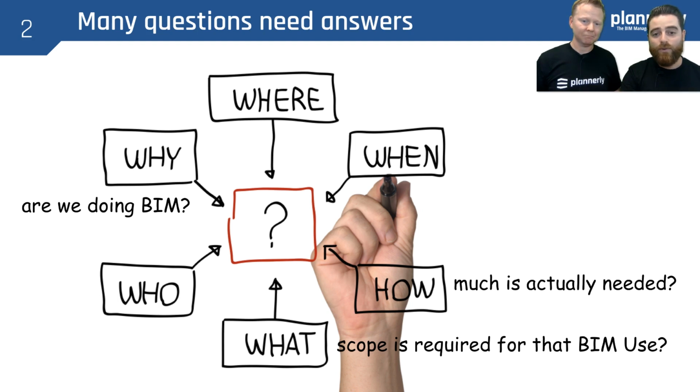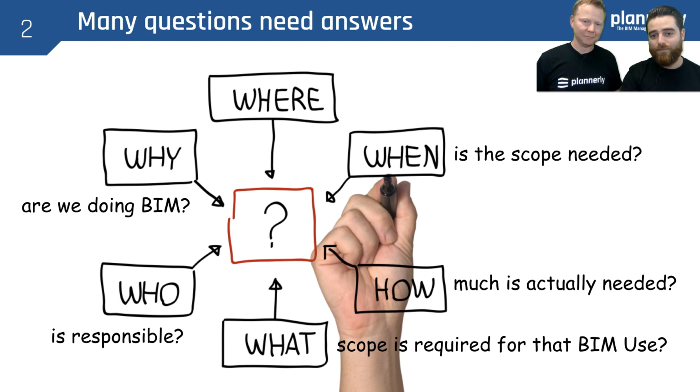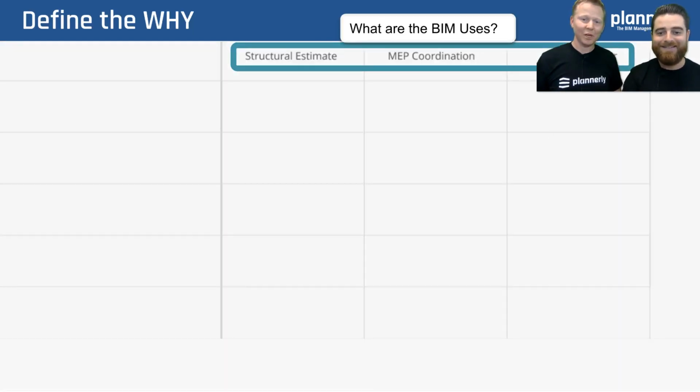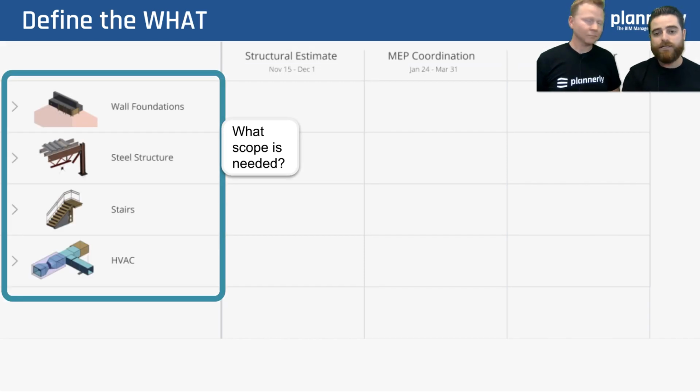What scope would be required, how much is actually needed, what is the scope, when is that scope needed, and who is responsible. Once you've figured all these out, then you'll ask yourself, where do we start? One of the first things you want to define in a BIM scope is the why. Usually that is a BIM use, a model purpose, a BIM goal. It could be phases or even milestones on a project.